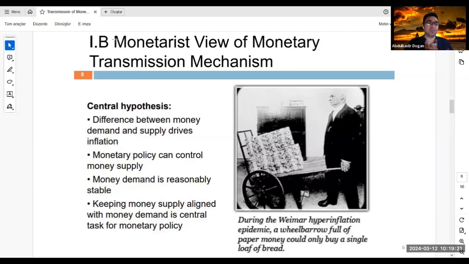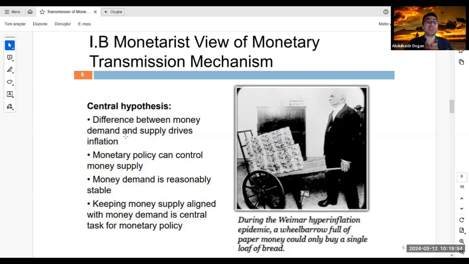First, we will focus on the monetary view of the monetary transmission mechanism. Keep in mind, we have one of the best well-known monetarist economists, Oliver Blanchard, and Kiyotaki. They are saying that the central hypothesis is this. Look at the sentence here: the difference between money demand and supply drives inflation.